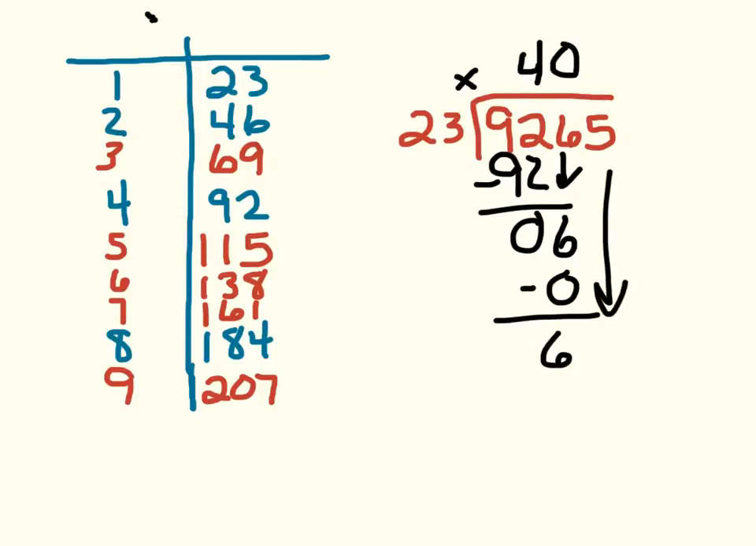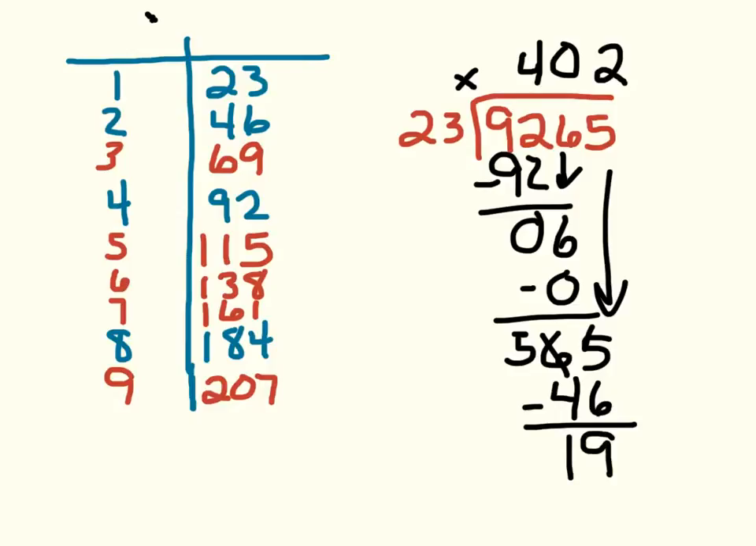6, bring down the 5. In order to get close to 65, looks like 69, that's a little too much, so 46 is it. So that would be times 2. So 23 times 2 is 46. I subtract, leaving me with 19. My remainder is less than my divisor, so I know it can't go in there anymore, so 402 remainder 19.